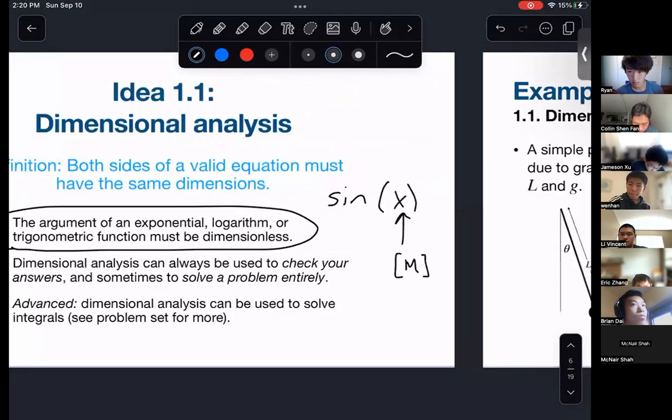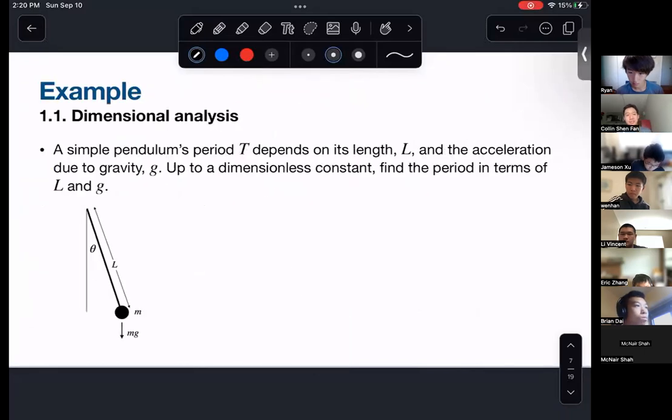Cool. Okay. I'm going to give an example. This is a simple example, but it teaches you how you can solve problems using dimensional analysis entirely. If you guys have heard of a simple pendulum, it's like a bob on a string and we can swing it. And it has some kind of period T, which is the amount of time it takes for it to start at a spot and swing back to that spot. And this time depends on its length and the acceleration of gravity g. The problem says, up to a dimensionless constant, find the period T in terms of L and g.